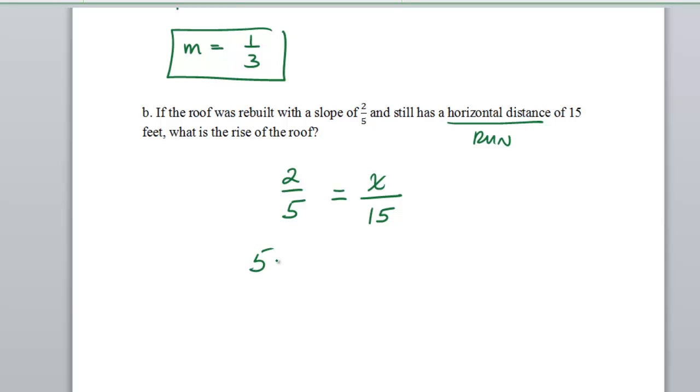And then now we just need to use cross products or cross multiplication to figure out the value for x. So we're going to say 5 times x is going to equal 2 times 15, which is 30. And x is going to equal 6. And so if we look at what we were trying to figure out, that was the rise of the new roof. Okay, and that's just a simple word problem using slope.